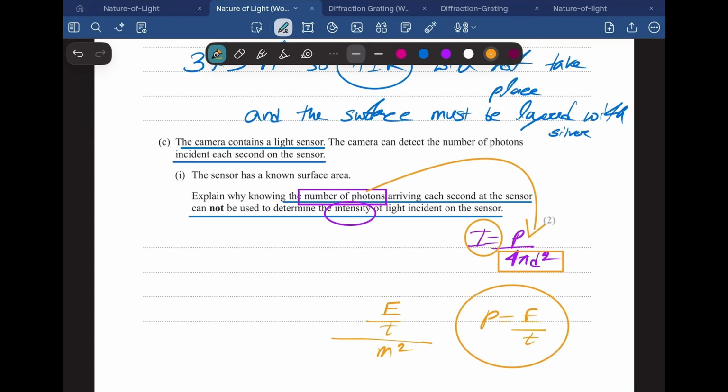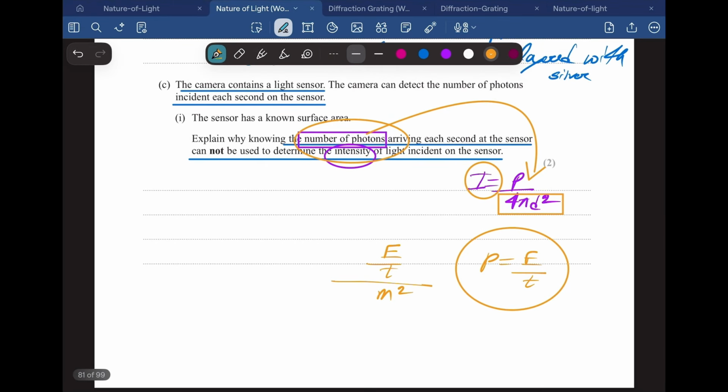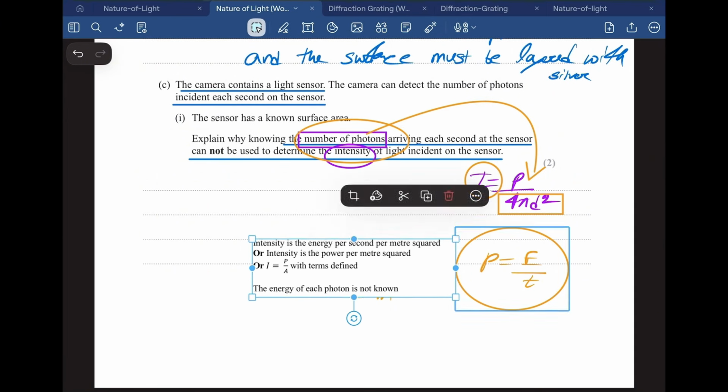Okay, so none of them includes the number of photons. The whole formula doesn't include the number of photons. So we can say that the number of photons cannot be used to determine the intensity. So that is the main thing, because it is not included in the formula. Okay, so this is going to be our answer.